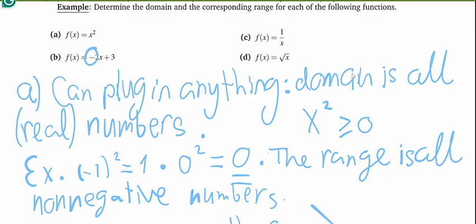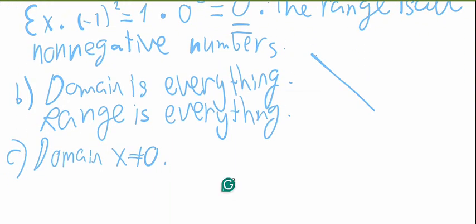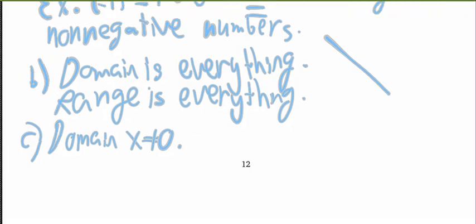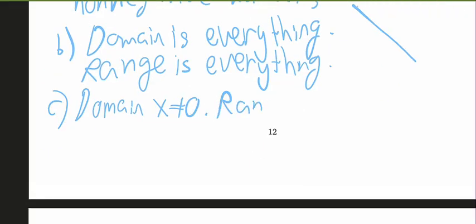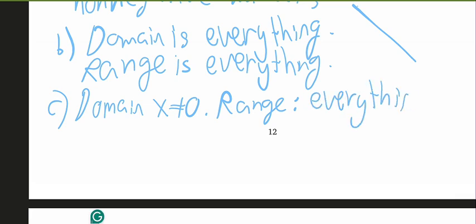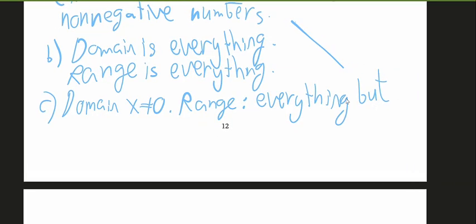Why? Because for a fraction to be 0, the numerator must be 0. Unfortunately, in this case, the numerator is 1. Well, not unfortunately, I should have been more objective. But the numerator in this case is not 0. It's never going to be 0. It's always going to stay 1. So the range is always going to be non-zero. So range, everything but 0. Good. This is beautiful.